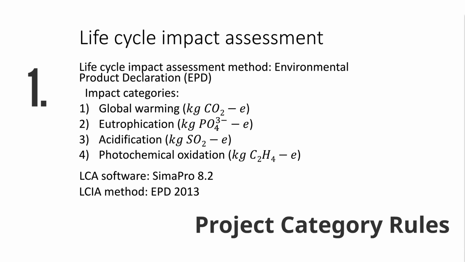And photochemical oxidation, for those of you who aren't aware of what this is, is the summer smog that you may see high up in the atmosphere on those hot days. So these are the 4 areas of life cycle impact assessment, at least the methodology that we're using, and we can get into that in a little bit here, but those are the impact assessment categories.